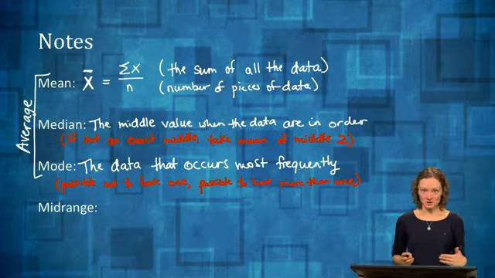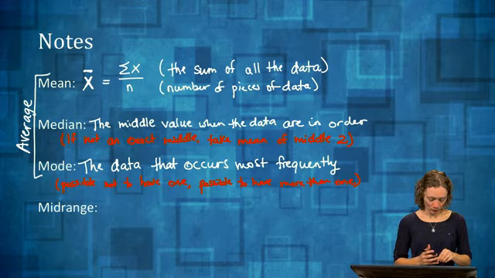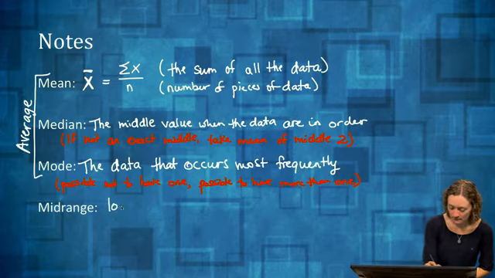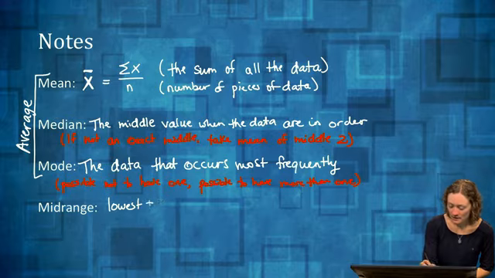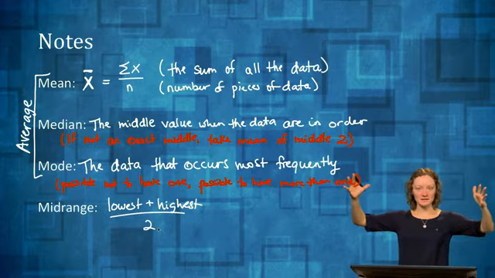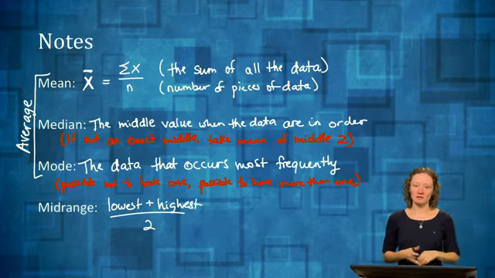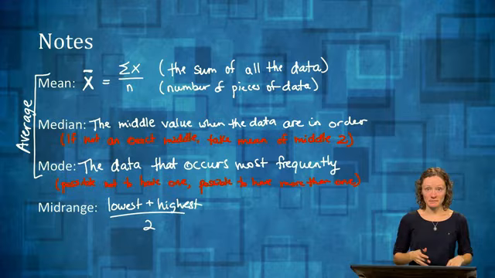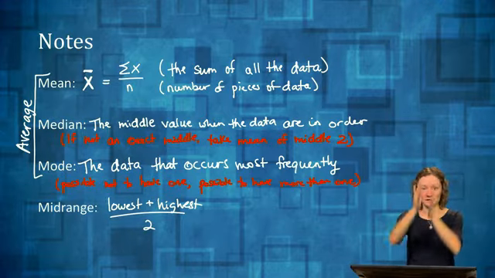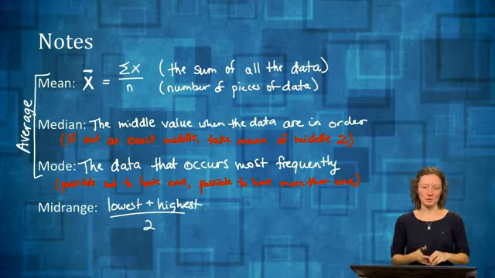And then mid-range, which would be a separate thing. This is taking the lowest and the highest value, adding them together, and dividing by 2. It's just finding the two ends of the spectrum and getting the middle of it. Maybe it's important as a measure of central tendency to know what the extremes were and kind of where it falls in between those extremes.